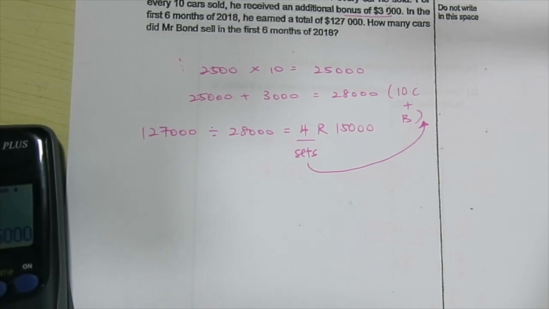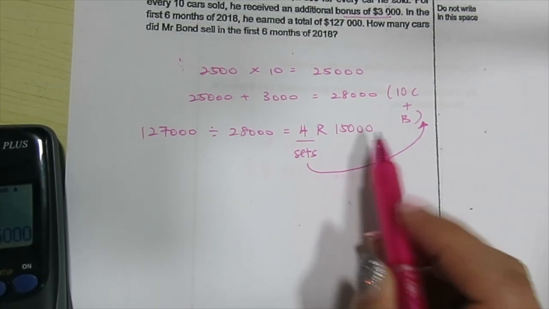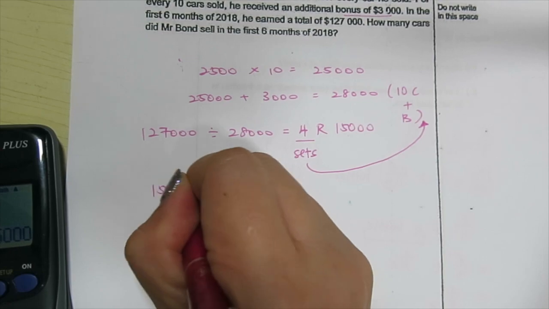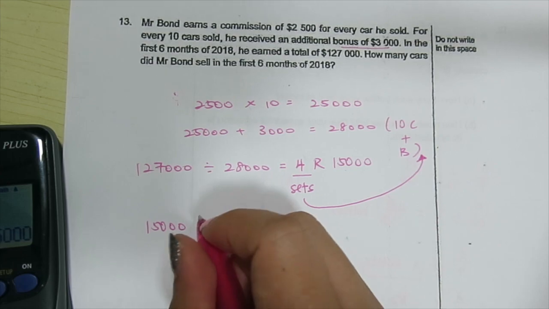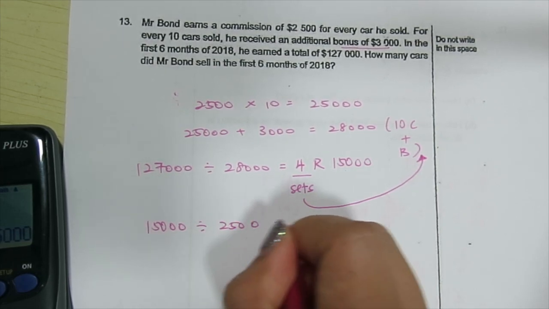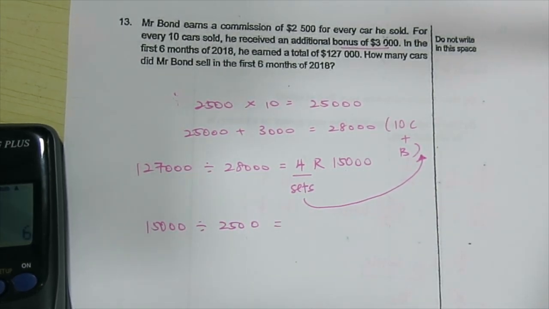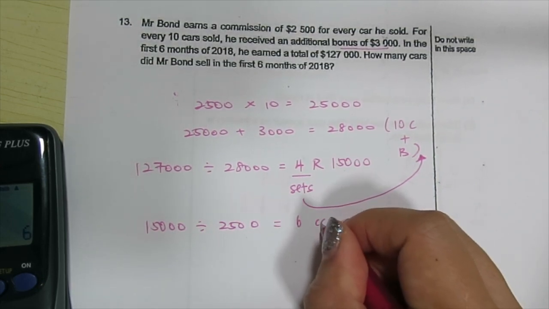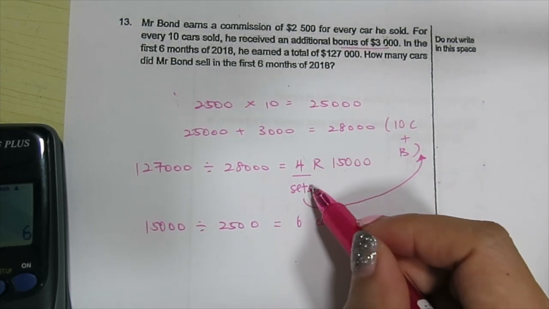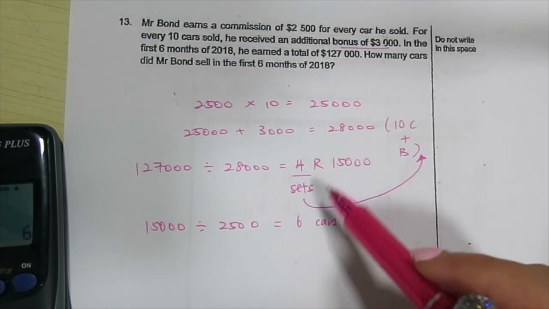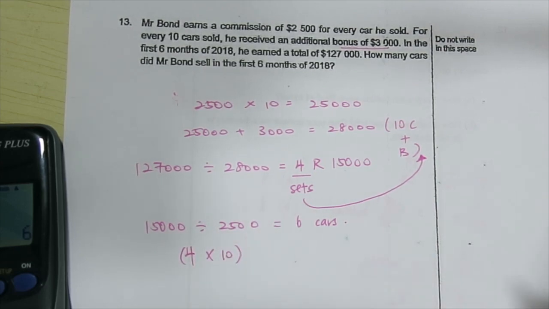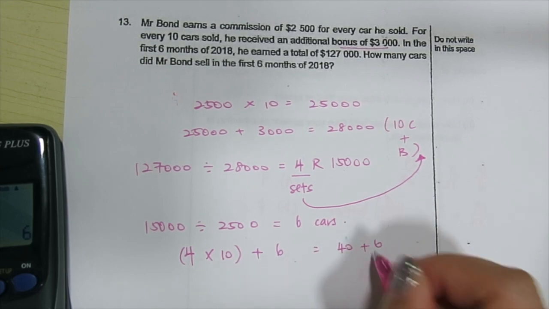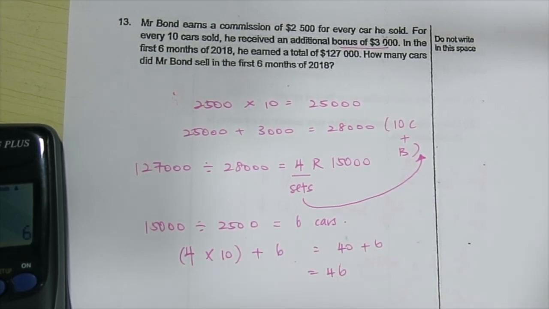Okay? So the $15,000 remaining, let's find out how many cars he sold to get $15,000. Each car, $2,500. That's 6 cars. So 4 sets. So they asked us how many cars did he sell, right? So 4 sets, each set 10, right? So 4 sets of 10, including the 6 cars. So that's 40 plus 6. Total of 46 cars.